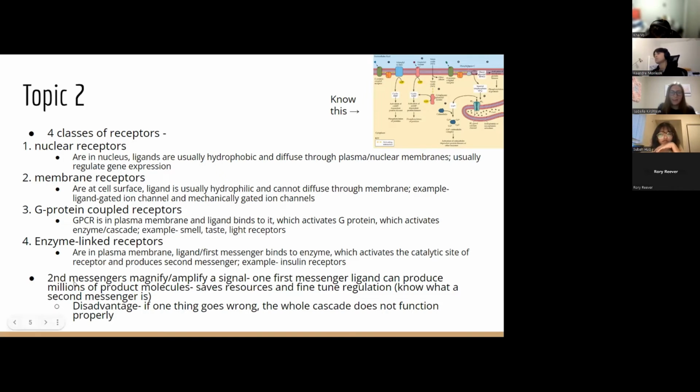And then one last important fact to note is that second messengers are important because they magnify or amplify a signal. One first messenger ligand can produce millions of products, and this helps save resources for the cell and fine-tune regulation. And then you want to know what a second messenger is. But one disadvantage of having a second messenger is if one thing goes wrong, then the whole cascade doesn't function properly.